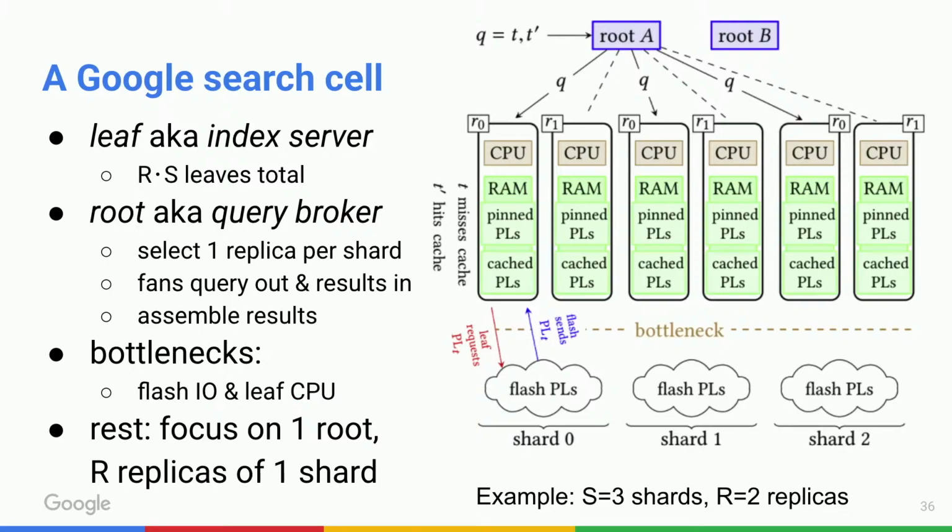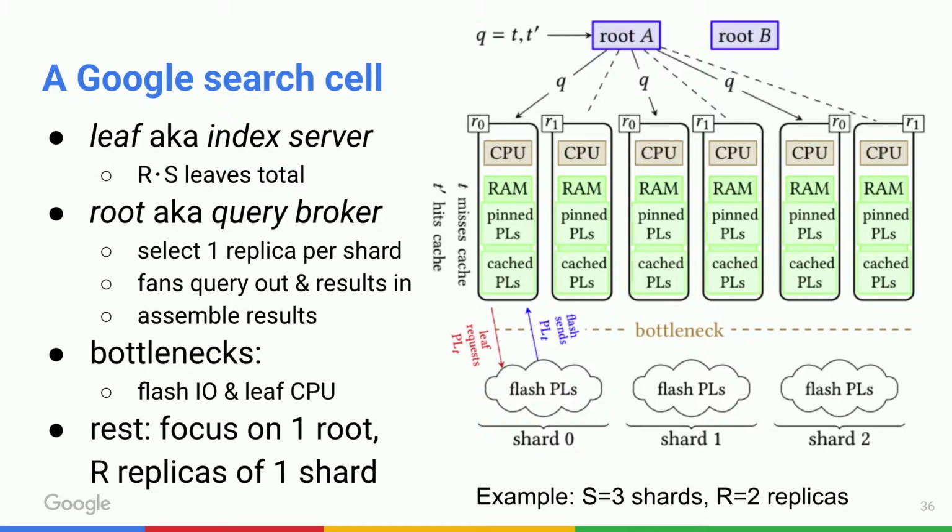OK, all right. So here's the most complicated slide of my talk. Hopefully, it'll make sense by the time I get to the end of it. Here's a schematic picture of a search cell. The terms we use internally are leaf and root. The terms you sometimes see in the literature are index server and query broker. I'm just going to call them leaf and root.